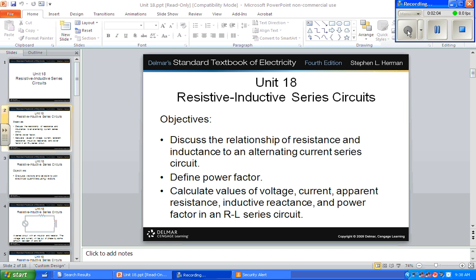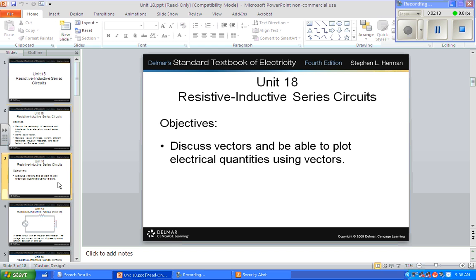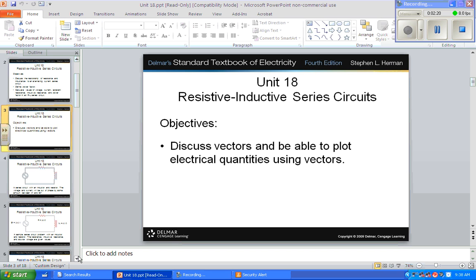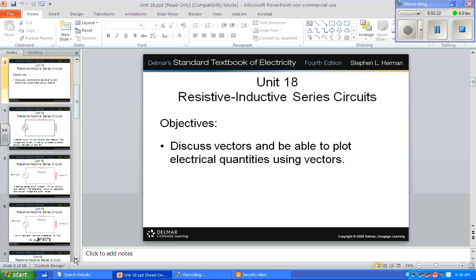Okay, so we're going to calculate voltages, current, apparent resistance, inductive reactance, and power factor in an RL series. That's true. We're going to do that today, no doubt about that. And we're going to discuss vectors. What's a vector? Okay, you know that when we get any angle and it has a certain length, that's a vector.